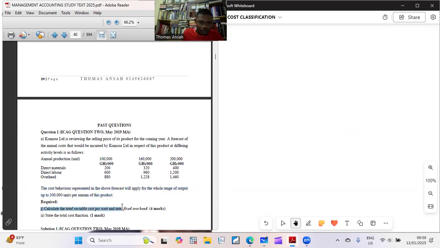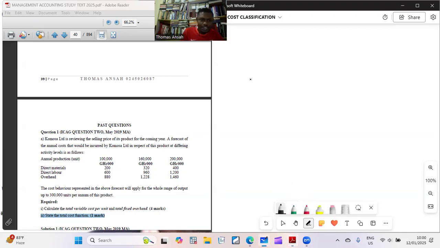Calculate the total variable cost per unit and the total fixed overhead. Fixed overhead. B, calculate the total cost. State the total cost function. What we just did, the equation 1. All right. So that is that.